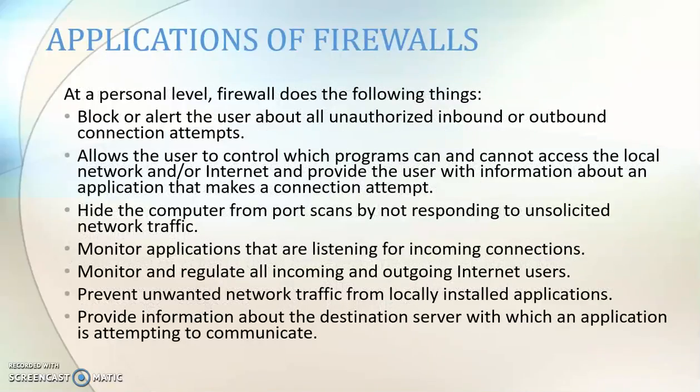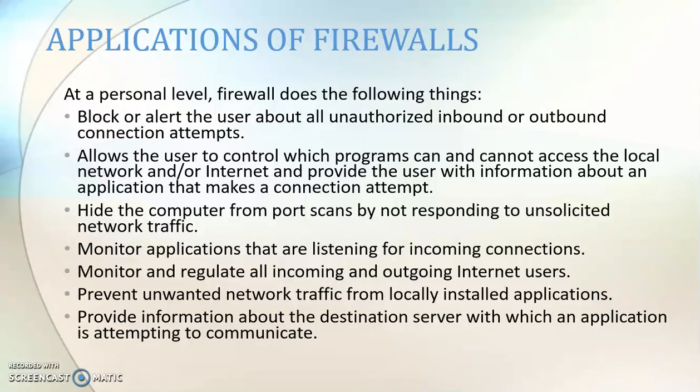Then, applications of firewalls. At a personal level, a firewall does the following things: it blocks or alerts the user about all unauthorized inbound or outbound connection attempts. It allows the user to control which programs can and cannot access the local network and/or internet, and provides the user with information about an application that makes a connection attempt. It hides the computer from port scans by not responding to unsolicited network traffic. It also monitors applications that are listening for incoming connections.